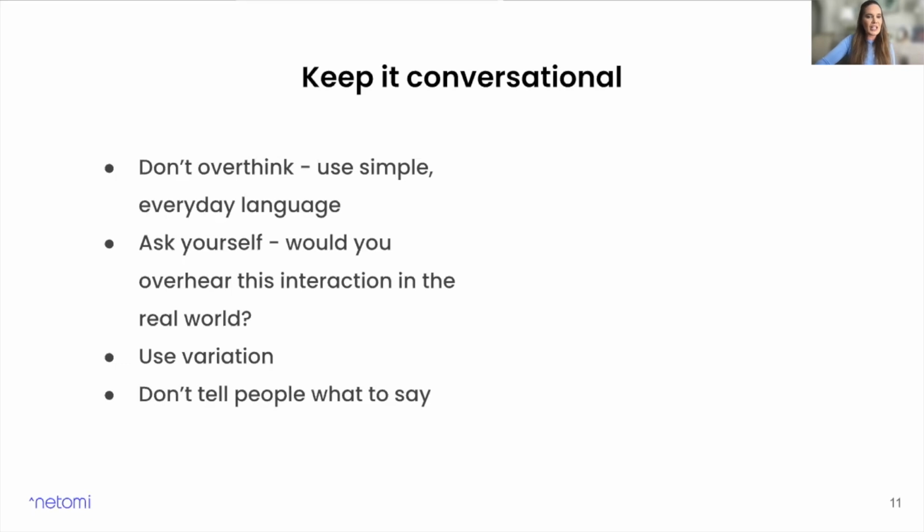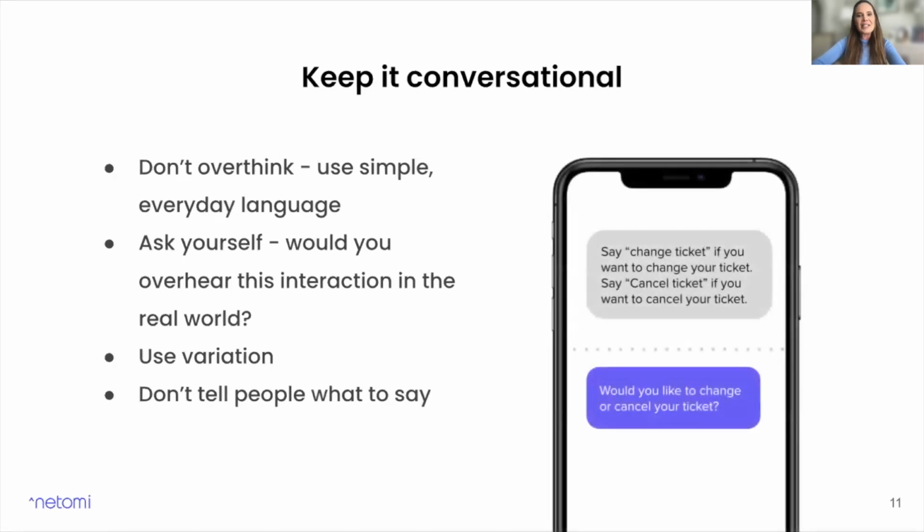We also want to use variation as much as possible, and we don't want to tell people what to say. In this example, you're not going to hear two friends over coffee saying, well, say change ticket if you want to change your ticket, or say cancel ticket if you want to cancel your ticket. I've seen this referred to as parrot syndrome or something. We don't want to bark orders and tell people what to say. Instead, just rewriting this to, would you like to change or cancel your ticket? Feels a lot more natural, a lot more conversational.